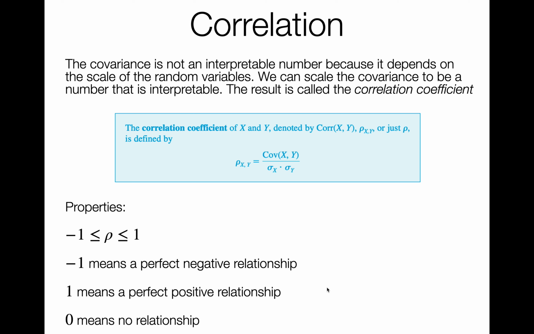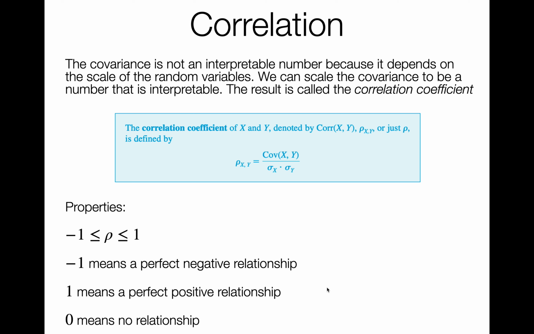And so it means that if I plot points of x and y on the xy plane, it's going to be a perfect line. So -1 is perfect negative. +1 is perfect positive relationship, and then 0 means no relationship at all. Okay, so same sort of thing as the covariance, but now we've just scaled it down to the -1 to 1 scale.